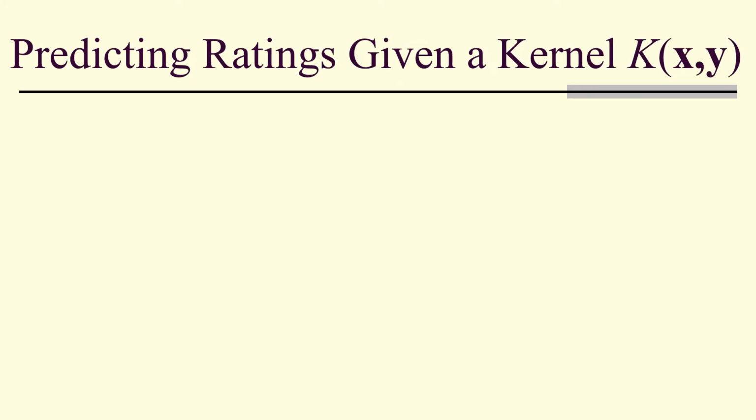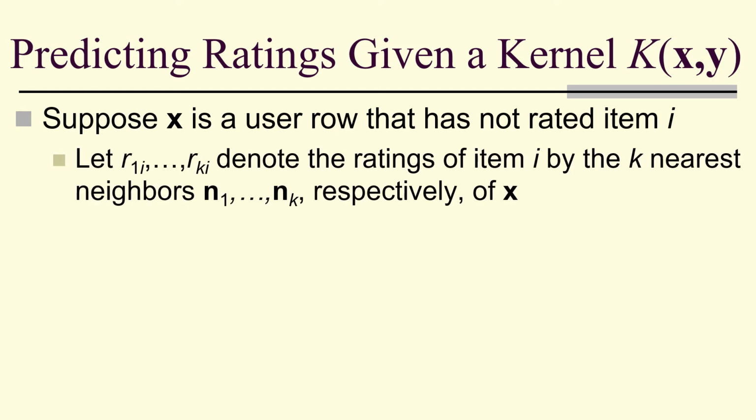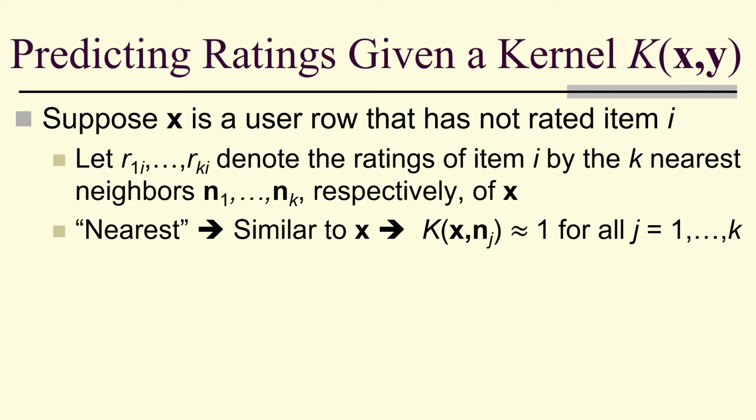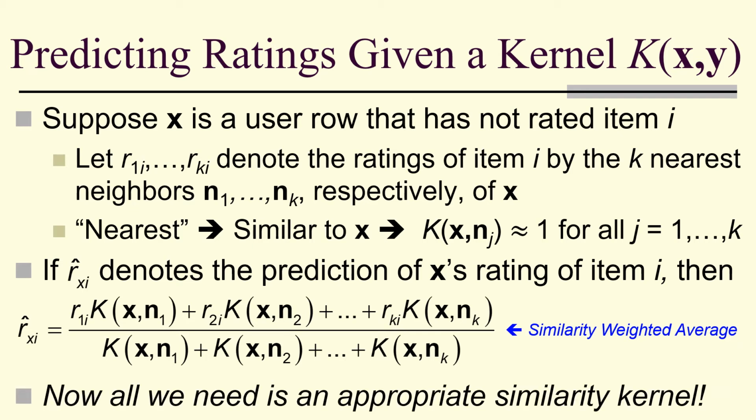So if we have a kernel, k(x,y), we can predict a rating. If x is a user row that has not rated item i, and we have ratings 1 to k of item i by the k nearest neighbors of x. Remember, nearest means similar, and that means the kernel is approximately 1 for these neighbors. So if r hat is the prediction of x's rating of item i, then r hat is defined by this weighted average. That means we just need a good, appropriate similarity kernel.